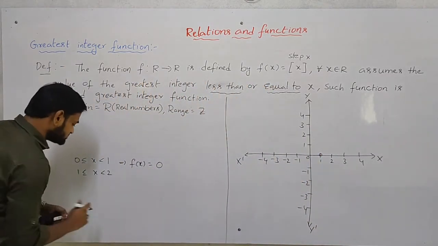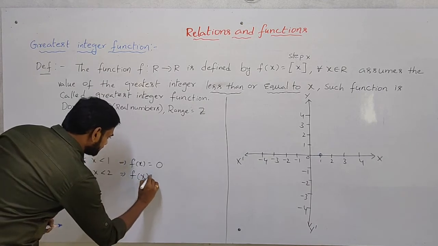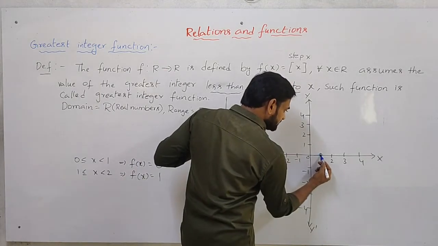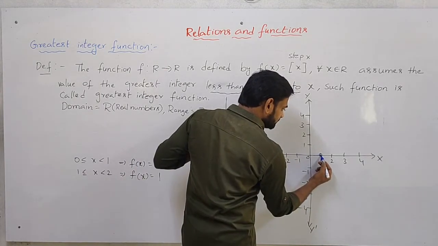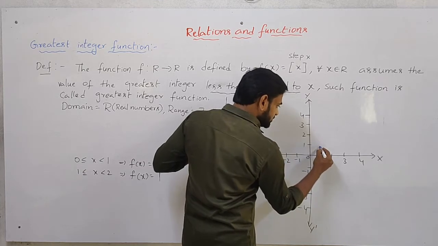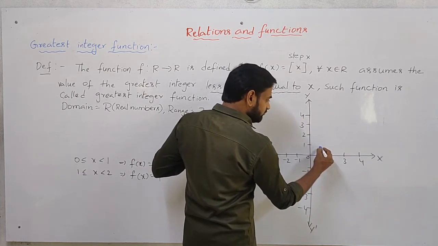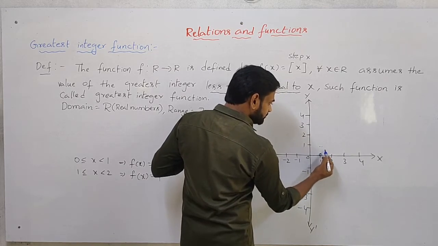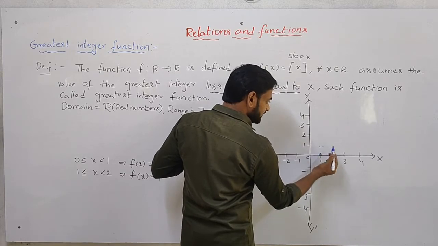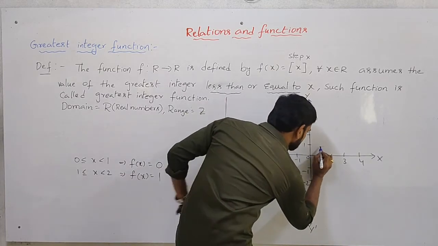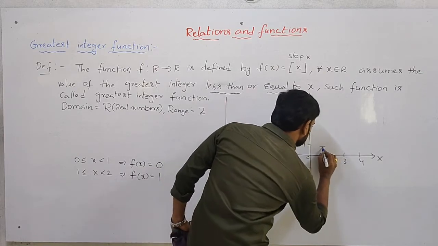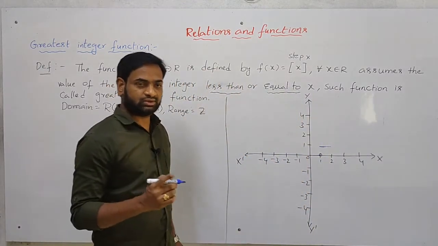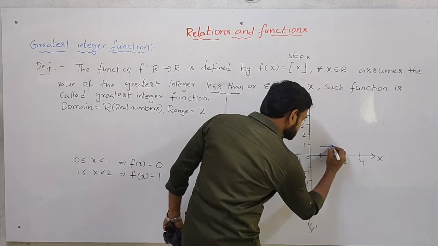So we replace f of x equal to 1. Here, if you take 1, the step of 1 is 1. The step of 1.1 is 1. The step of 1.2 is 1. The step of 1.3 is 1. The step of 1.9 is 1. So I am joining these points. But don't take 2. That's why at 2 I am putting a circle.